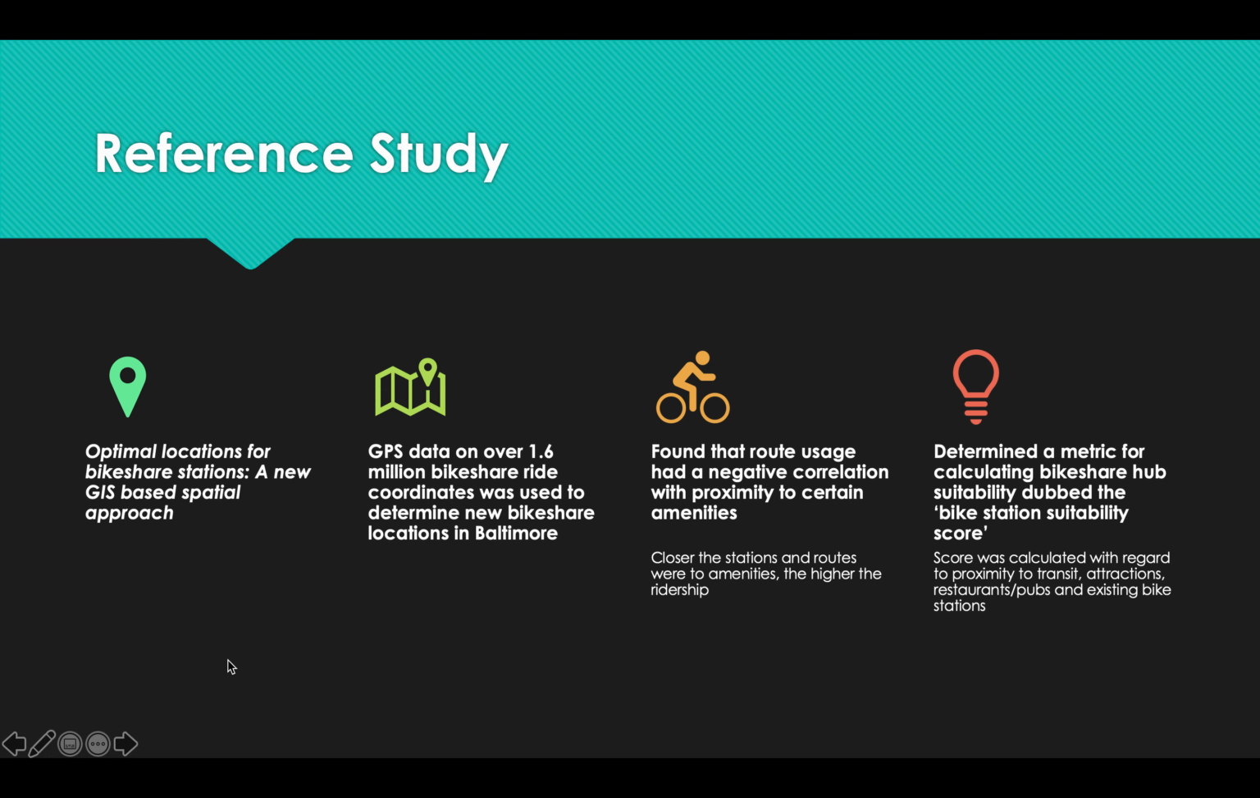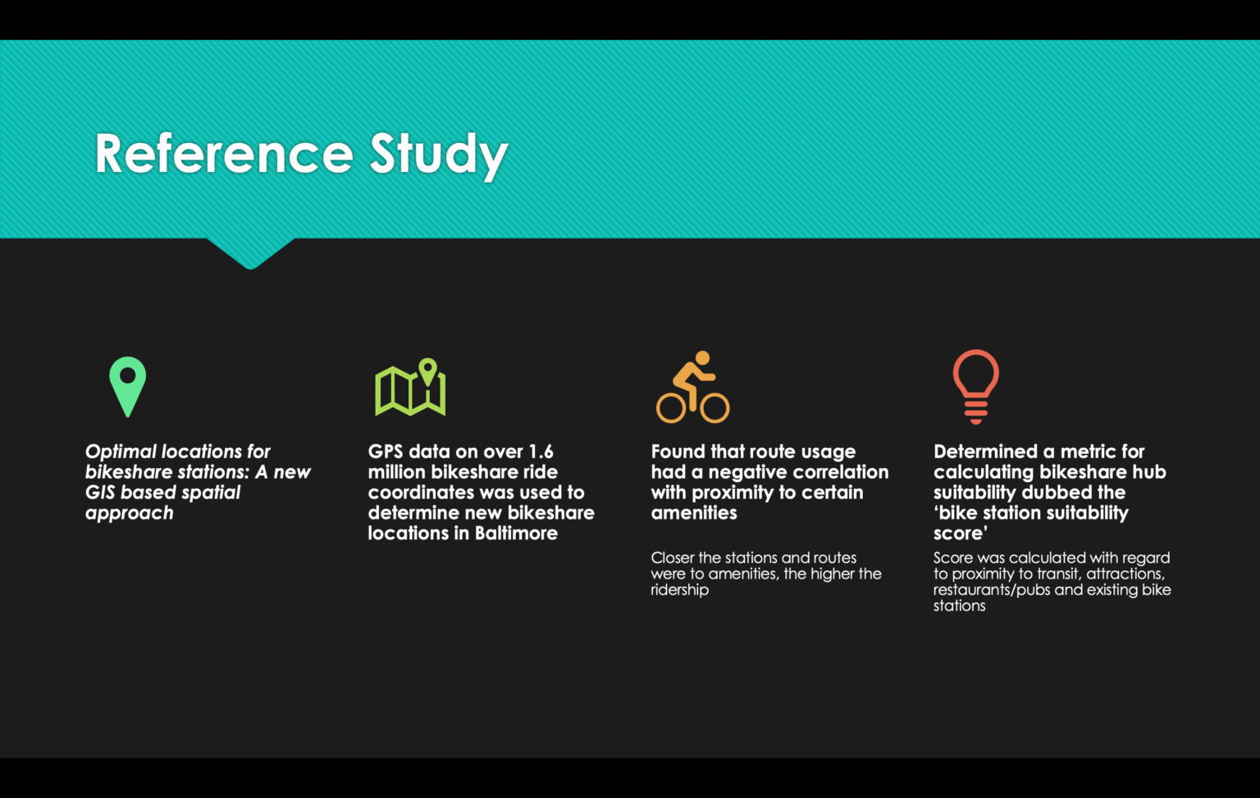To achieve this goal, I first did some research and I found a reference study. This study was called Optimal Locations for Bike Share Stations, a New GIS-Based Spatial Approach. In this study, GPS data on over 1.6 million bike share ride coordinates was used to determine new bike share locations in Baltimore City.